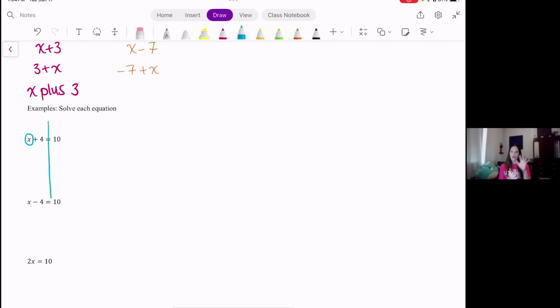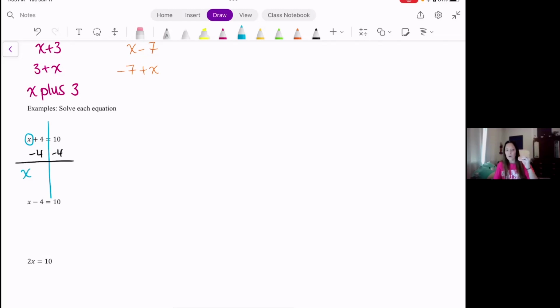So right now, the side with x is not by itself, it's not a single x, I have x plus 4. And in order to solve my equation to have x equals, I need to get rid of the plus 4. Plus 4 is undone with -4. Addition is undone with subtraction. So I'm going to subtract 4 from both sides. That's why it's nice to have that line so you can see the two sides that you're talking about. I keep my x.